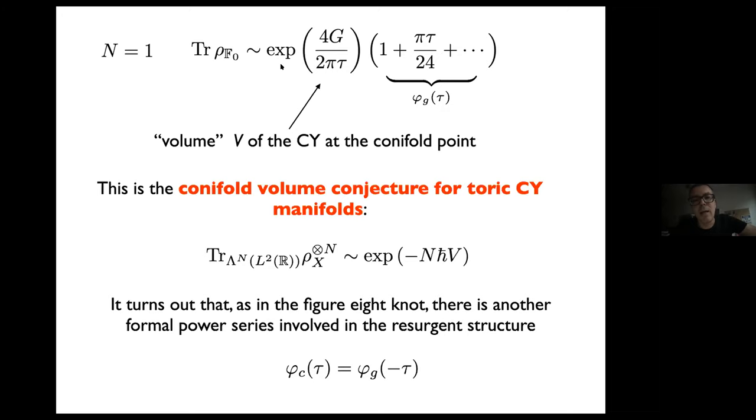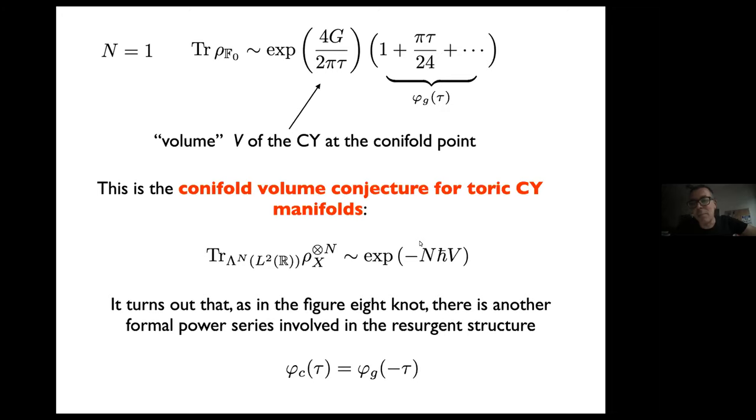And actually this exponential, for those of you who are familiar with the volume conjecture, is also related to the volume of the Calabi-Yau in some way. So there is a sense in which there is an analog of the volume conjecture for these state-integral invariants also in this Calabi-Yau context. And it turns out that the value of the exponent appearing here in this expansion is actually the value of the Kähler parameter at the conifold point. Now, in this example, it turns out to be very much similar to the figure A naught.